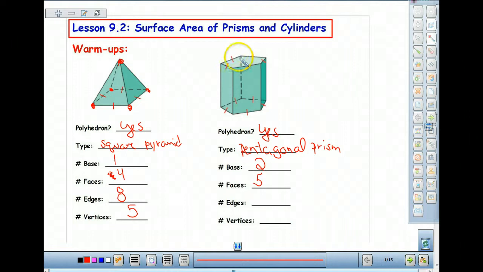Edges, holy buckets, we have a lot of edges. We have 5 that are up here. We have 5 down on the bottom, and then it looks like we have 5 around. So we have 15 edges. And then vertices, we've got 5 up here, 1, 2, 3, 4, 5. And then we have our 5 down on the bottom for a total of 10 vertices.